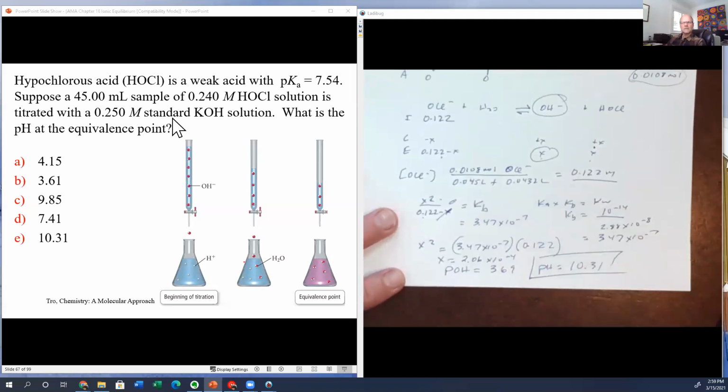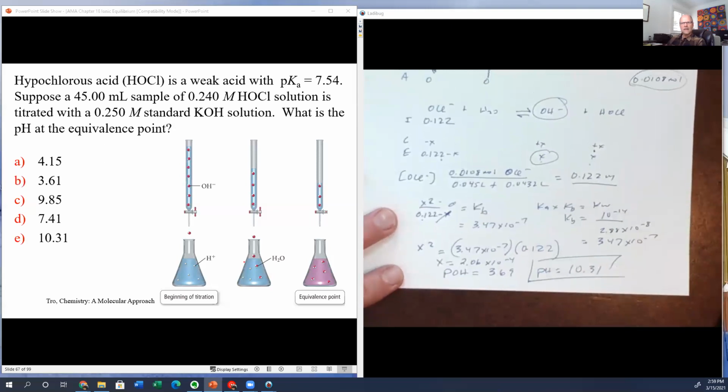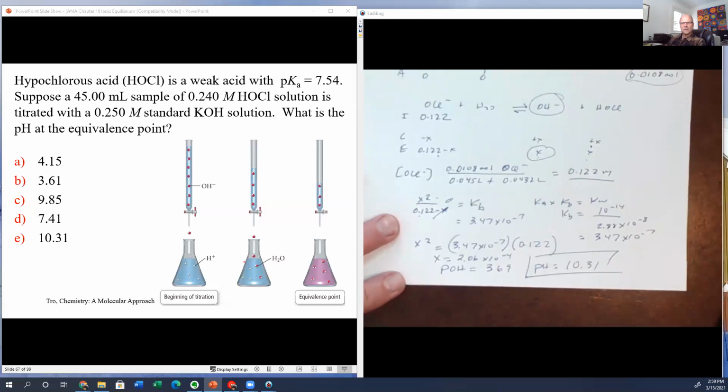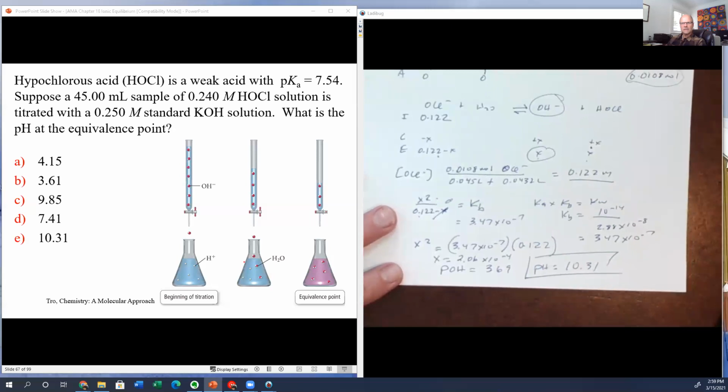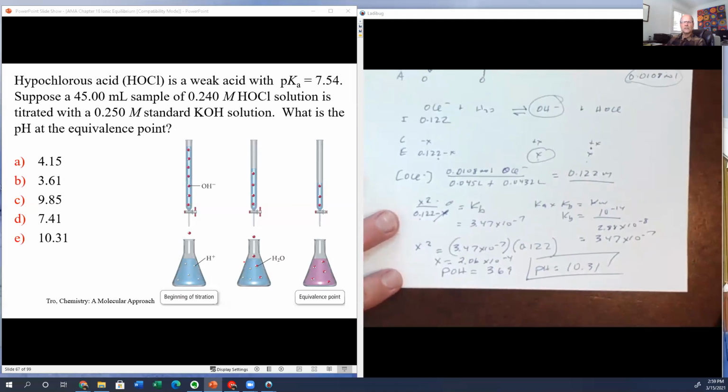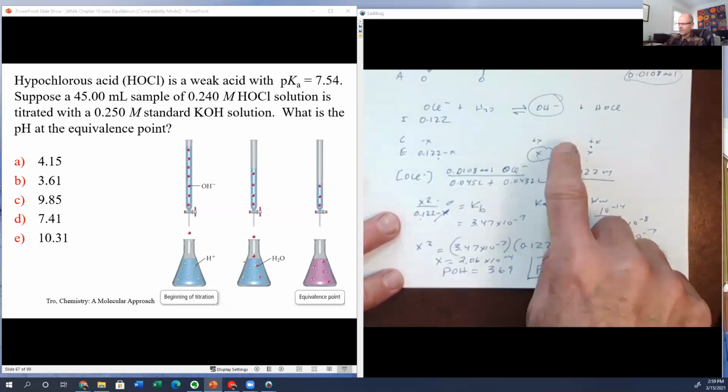Does that make sense? That's how you work that kind of problem. It's a hard one, and it takes some time, but there's no single part of it that's particularly difficult. It's just a matter of working your way through the entire process to arrive at the final pH, right? And not forgetting any of these little steps.